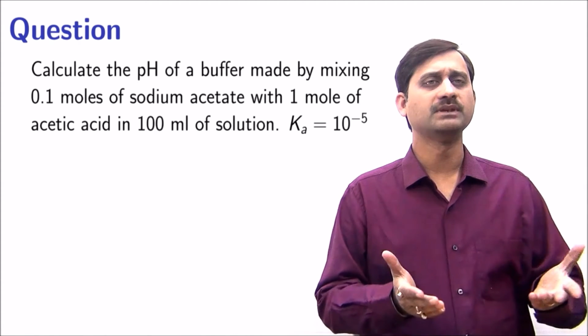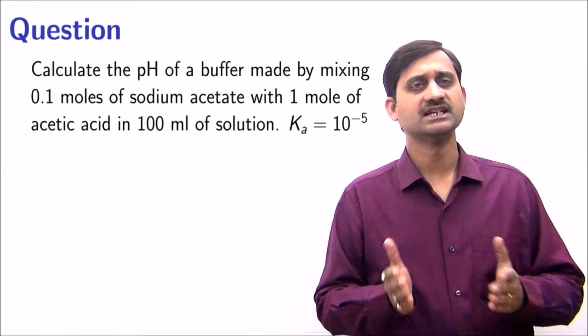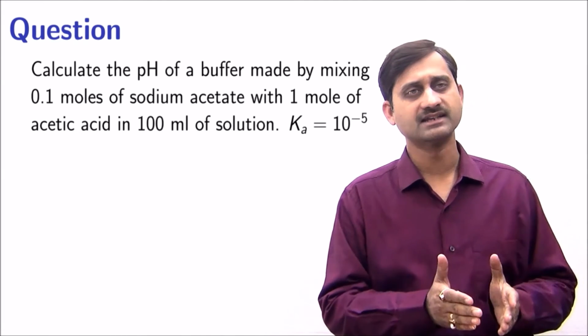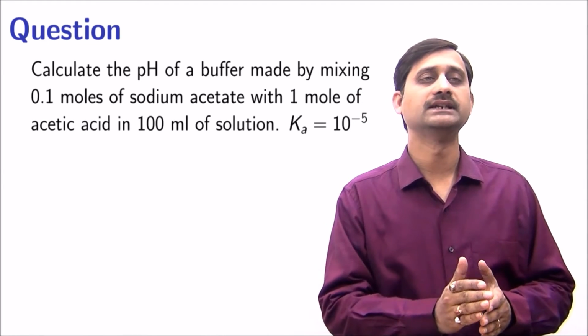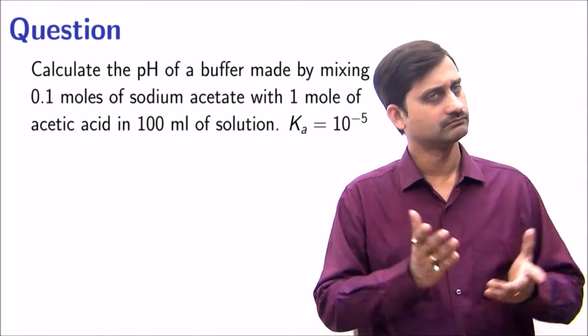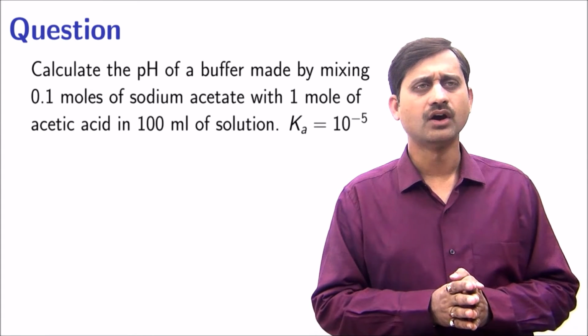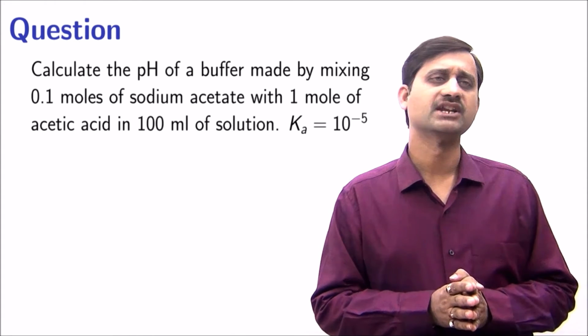A question. Calculate the pH of a buffer made by mixing 0.1 moles of sodium acetate with 1 mole of acetic acid in 100 milliliter of the solution. Take the Ka of acetic acid to be 10 raised to the power minus 5.